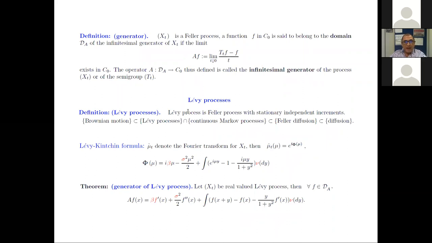So these are Levy processes. Levy processes are processes with stationary and independent increments. The Brownian motion is one of the most famous examples. The Levy processes are Markov processes, and the Markov processes could be embedded also into what we call diffusions.